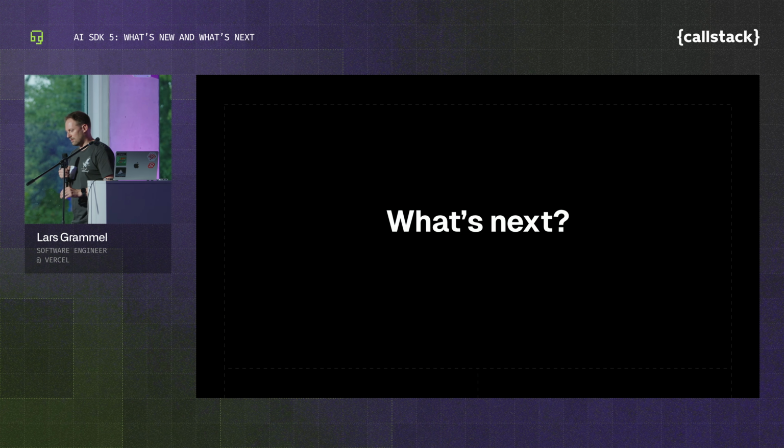Right? So that's AI SDK 5. Those three different things are the change in a nutshell. And the idea is that you can use that to build the next generation of AI applications. Now, we don't stop there. There's more we are building.